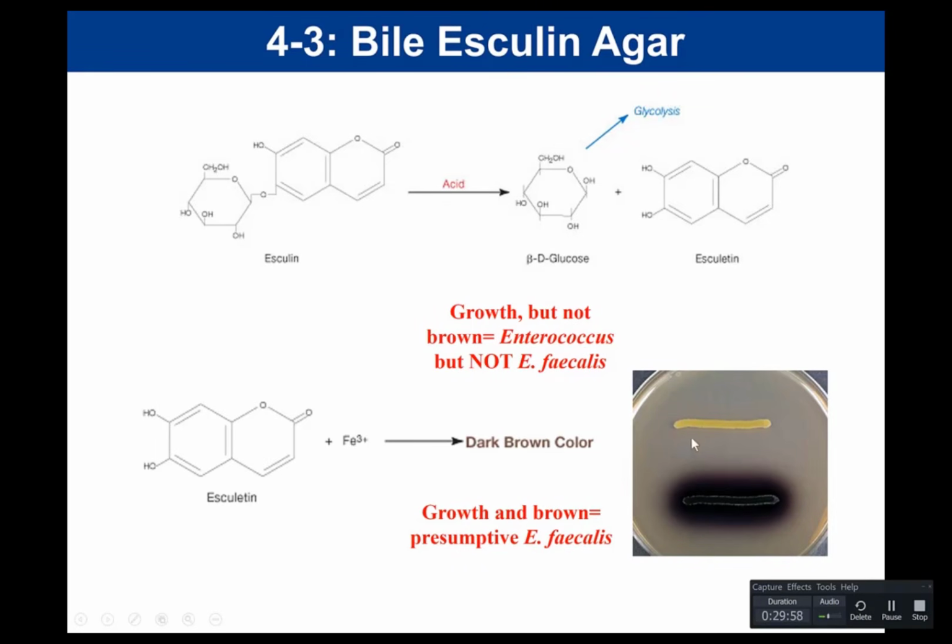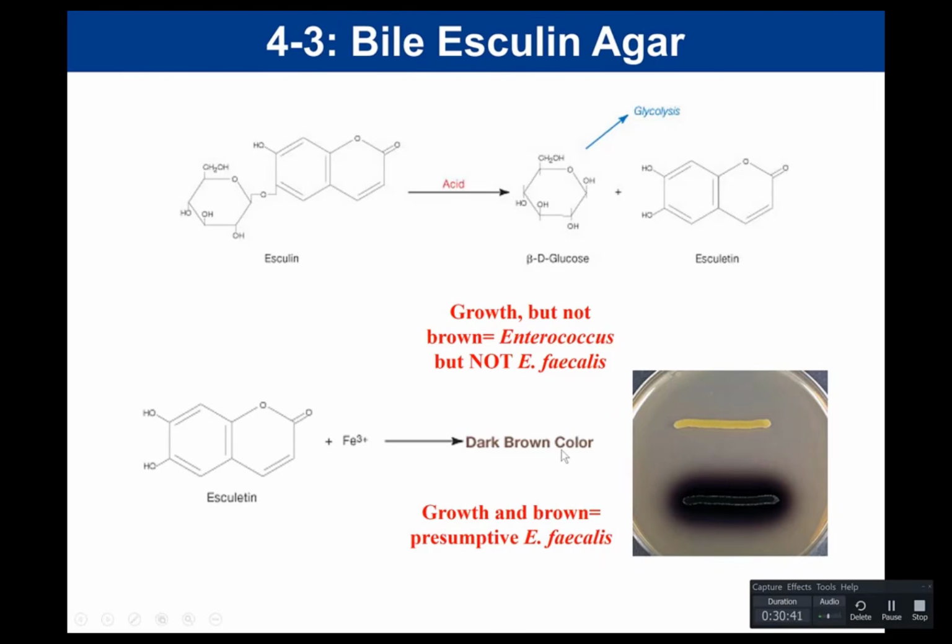So if we see growth on bile esculin agar, but it's not brown, so growth but not brown, it must be an enterococcus because it's the only type of bacteria that can grow, but it's not E. faecalis. That's what that tells us. If it's growth and it turns the agar brown, that is presumptive E. faecalis. Because again, E. faecalis will use the differential ingredient, which is the esculin. It will metabolize the esculin. It will produce esculetin. Esculetin will interact with the iron, and it causes the dark brown color.